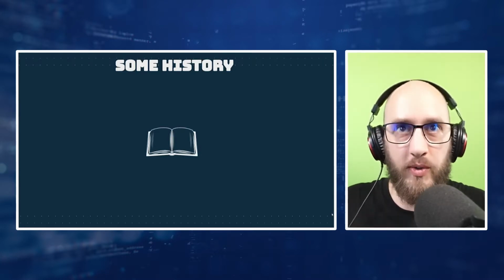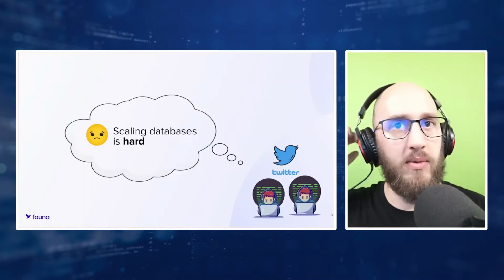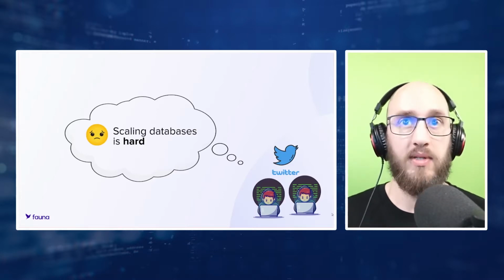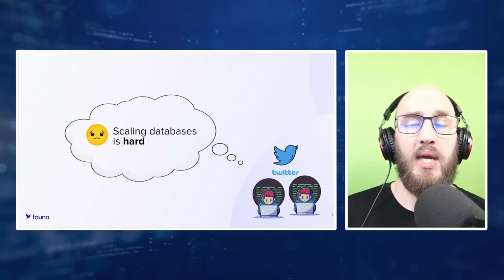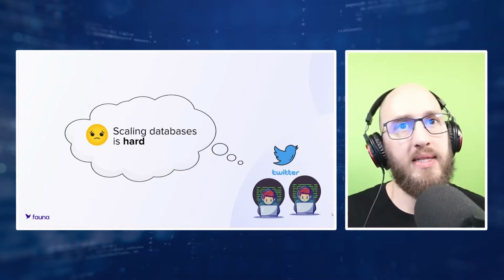Some history on how Fauna actually emerged, which ideas were there, why did they decide to actually develop a new database? Because, another database, right? Basically, there were two people working at Twitter, working on scaling Twitter. They were early engineers there. And they decided pretty quickly that scaling databases is hard.